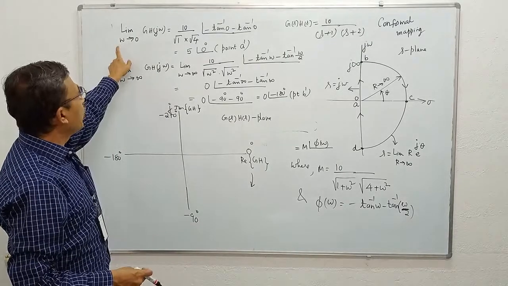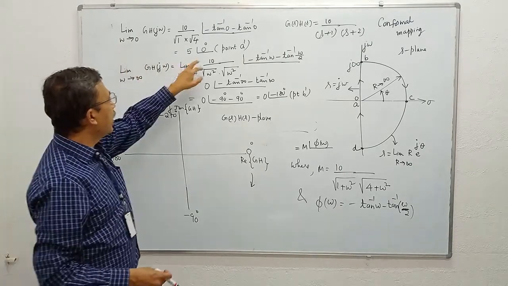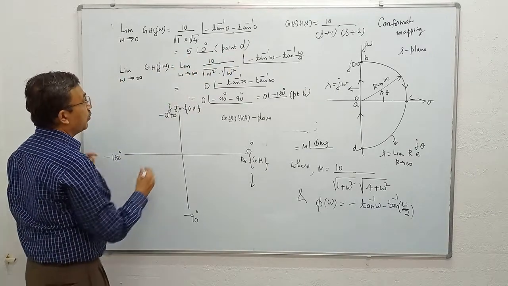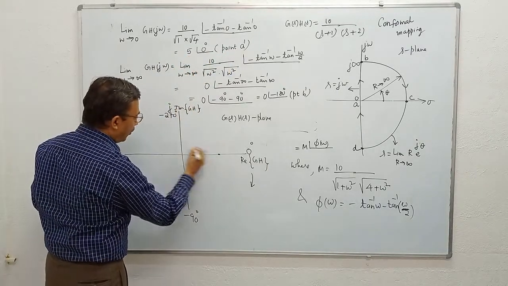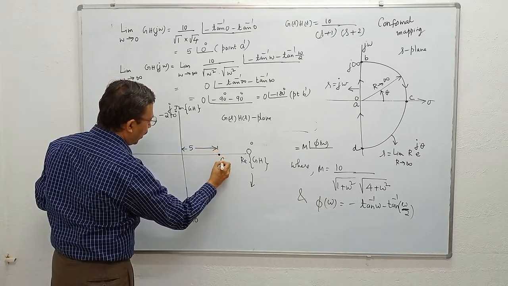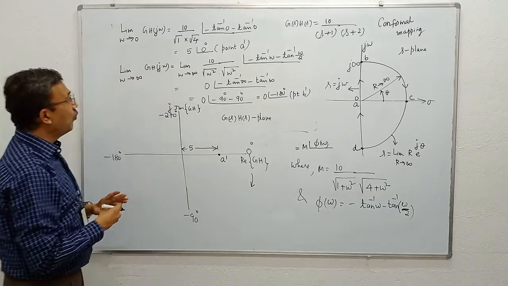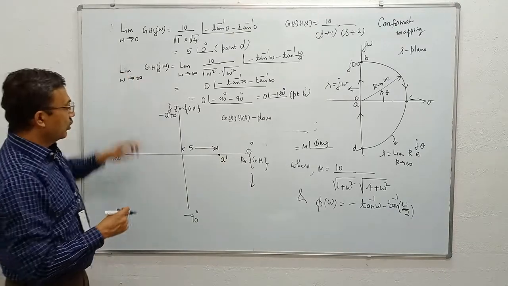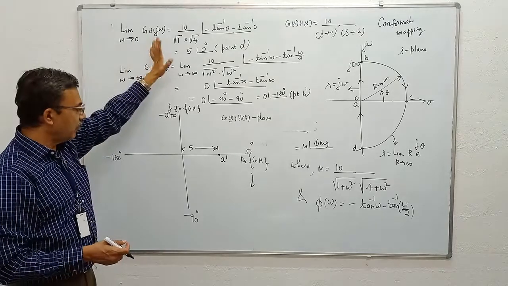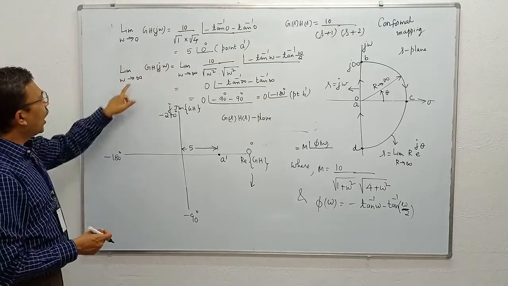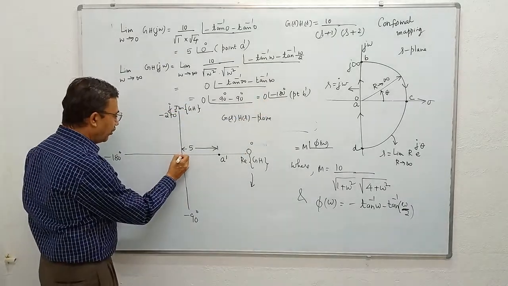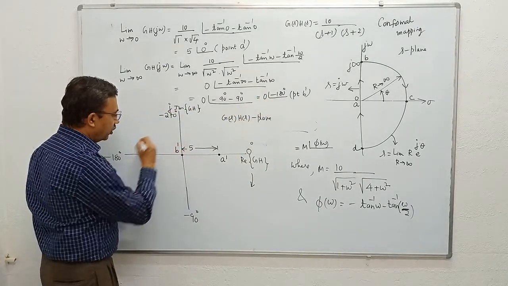Now, I'll take the image of point A, which is A dash. What is A dash? Magnitude is 5, angle is 0 degrees. On 0 degree axis, mark a magnitude of 5. This is point A dash. What is the value of omega at point A dash? 0. Point A dash is obtained by taking the limit omega tending to 0. At B dash, what is the magnitude? Magnitude B dash is 0.